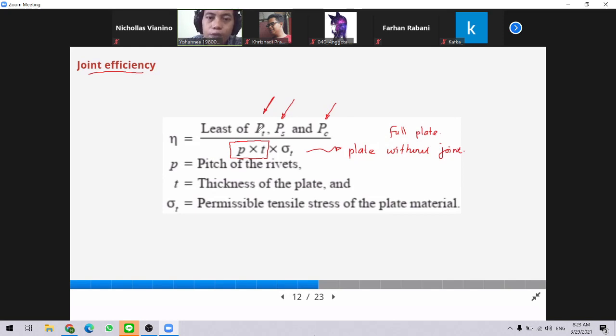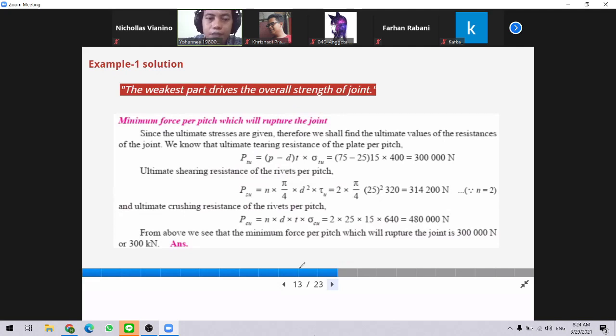So the ratio between the weakest load calculated from the failure modes to the plate without joint, we can obtain the joint efficiency. Okay, so that's the theory behind the failure analysis. Okay, so next, here we have some examples.